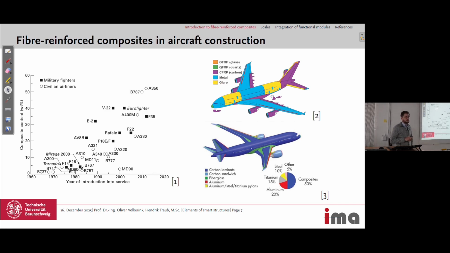Does somebody know GLARE? What do you know what it is? Yeah, it's a glass thing. Yeah, but not only glass. It's a fiber metal laminate made from GFRP, glass fiber reinforced composites, and also aluminum layers to have an improved fatigue resistance of aluminum structures.